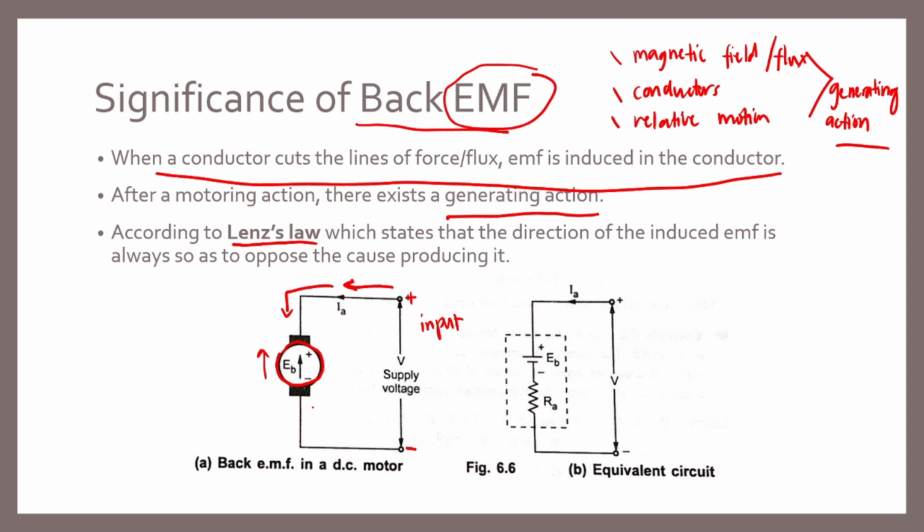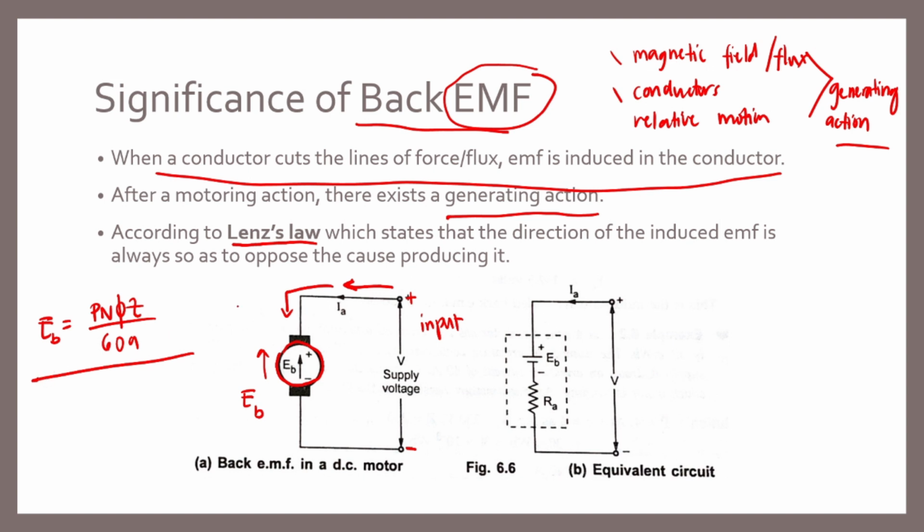So this EMF always opposes the supply voltage. That's why it's called back EMF and denoted by the symbol E sub B. Though it is denoted as E sub B, basically it gets generated by the generating action, which we have seen earlier in case of generators. We can calculate the magnitude of this induced EMF by the equation P n phi Z over 60 A. It's the same electrical machine, or DC machine, so the formula for getting the back EMF is the same as the generated EMF from the generators.